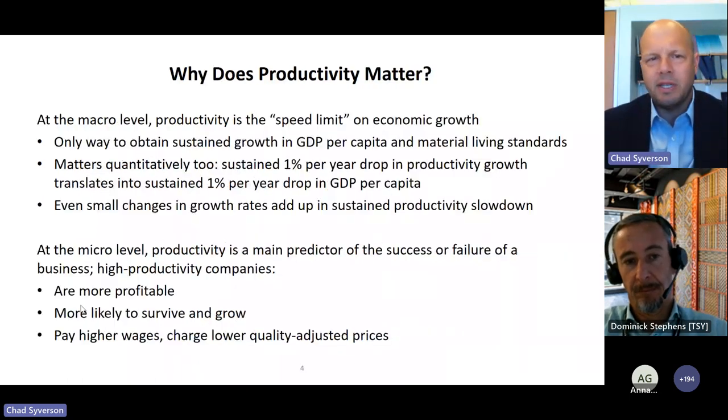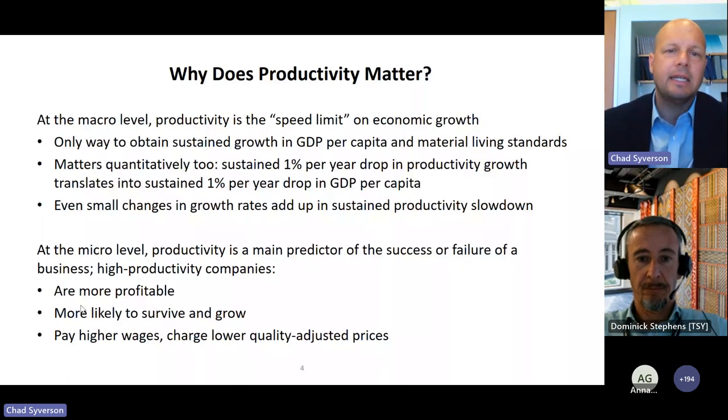Okay. Why does productivity matter? Well, Dominic already hinted at that. At the macro level, productivity is the speed limit on economic growth. Indeed, the only way a country can obtain sustained economic growth in GDP per capita, that is, and other measures of material living standards, is through productivity growth. If you don't have productivity growth, you will not be able to get continued increases in material living standards.